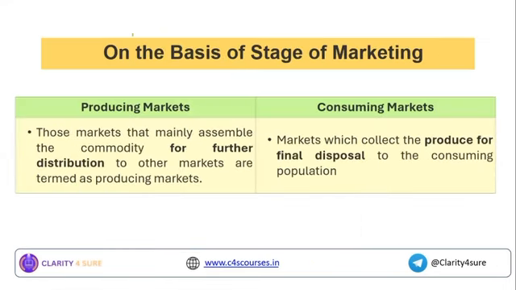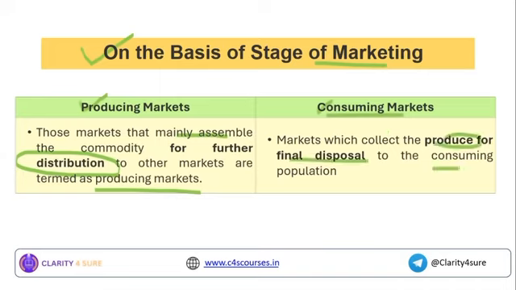Next is on the basis of stage of marketing. First is the producing market and second is the consuming market. Producing markets are those markets that mainly assemble the commodity for further distribution. And the consuming market is the market that collects the produce for final disposal to the consuming population.